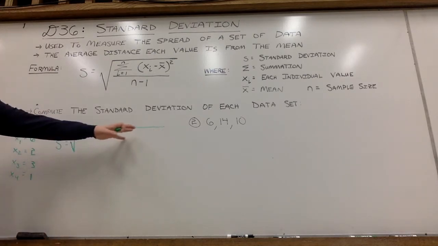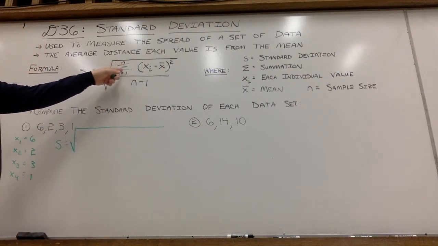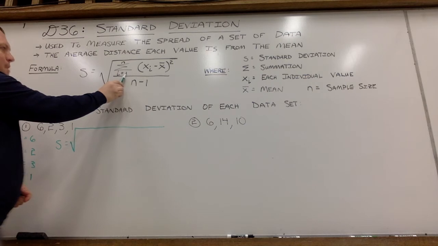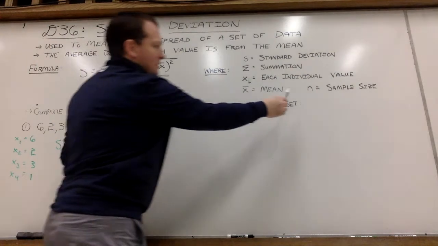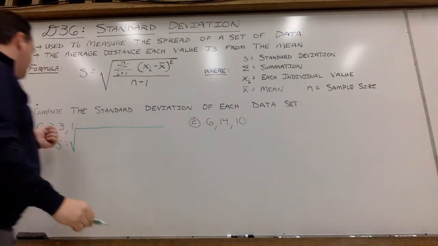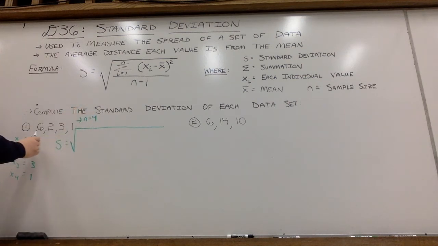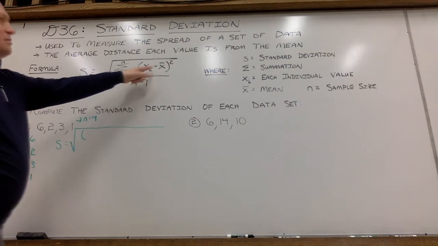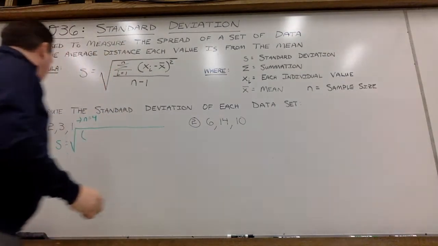So let's find S, the standard deviation of this data set. You might be thinking, whoa, it's a little crazy. So I am going to take the summation. I'm going to add each individual value from my first to my nth value. So n is the sample size. In this example, n, my sample size, is 4 because I have 1, 2, 3, 4 values. I'm going to take each observation minus x bar. X bar is the mean, the average of the data set.